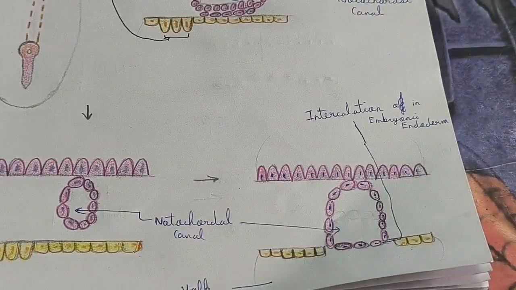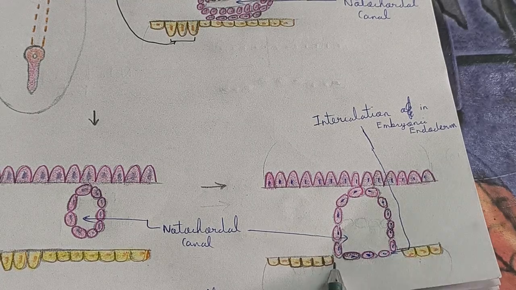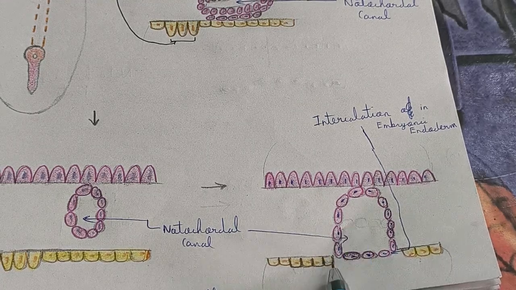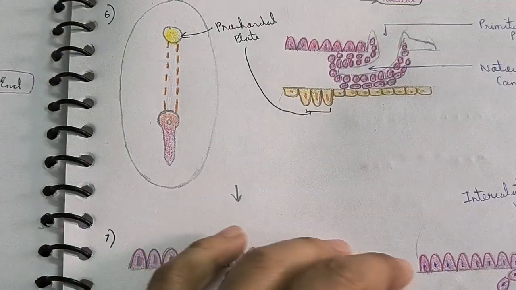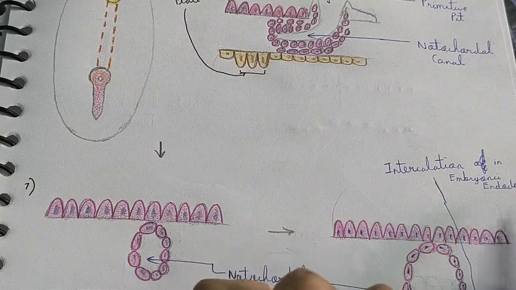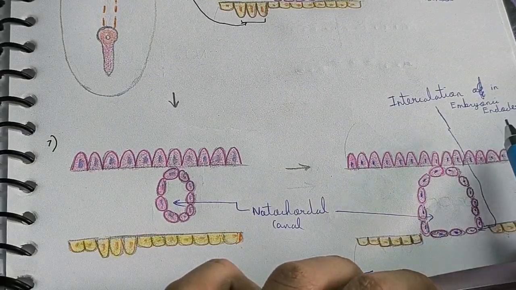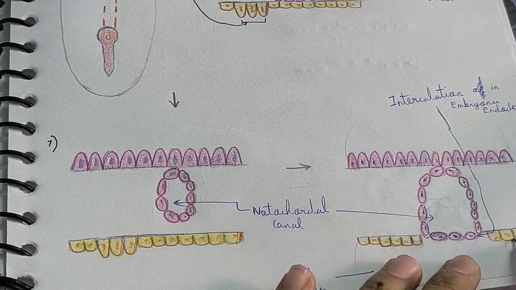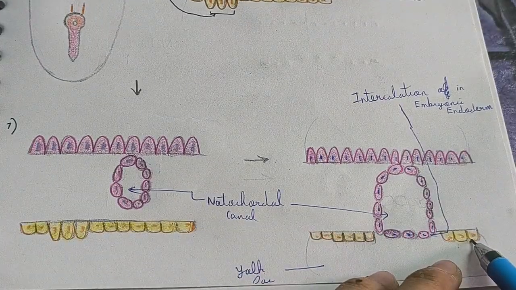Now the floor-forming cells of the notochordal canal mix with the hypoblastic cells, and this is known as intercalation in the embryonic hypoblast or embryonic endoderm. Why is it embryonic endoderm? Because in future these hypoblastic cells will form the endoderm.